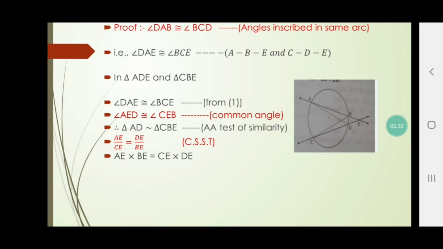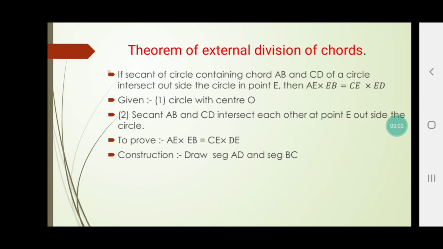Okay. So the triangle ADE is similar to triangle BCE by AA test of similarity. Therefore, AE upon EB is equal to CE upon DE. Cross multiply, so it will be AE into BE is equal to CE into DE.